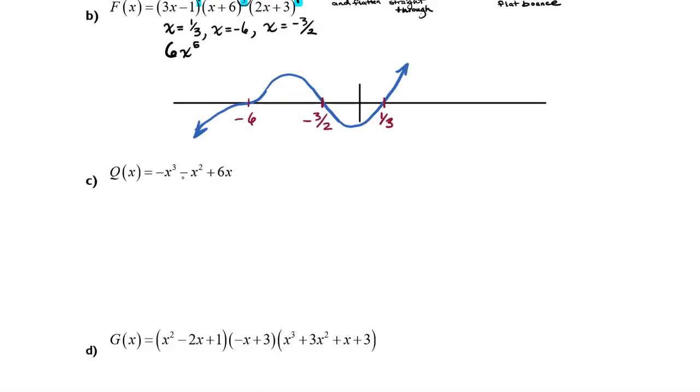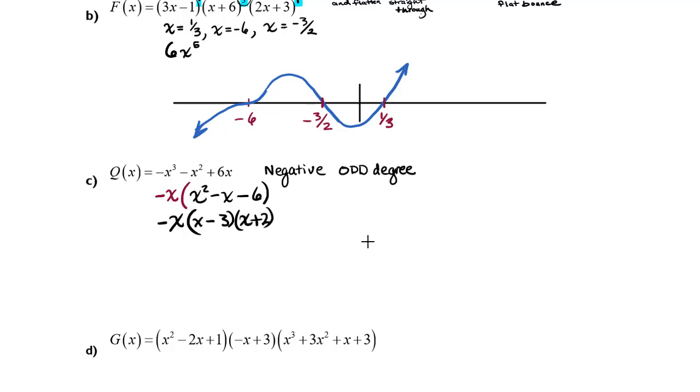Let's take a look at C. We have q of x equals -x to the third minus x squared plus 6x. First, let's factor out a negative x. This will give me an x squared minus x minus 6. Now I'll check to see if I can factor this x squared minus x minus 6 further. An x and an x, a -3 and a +2. My negative x stays out front. I already know that my leading coefficient is negative and odd, so I'll just say it's a negative odd degree polynomial. Now I will put the roots in place. I have a root at x equals 3, a root at x equals -2, and a root at x equals 0.